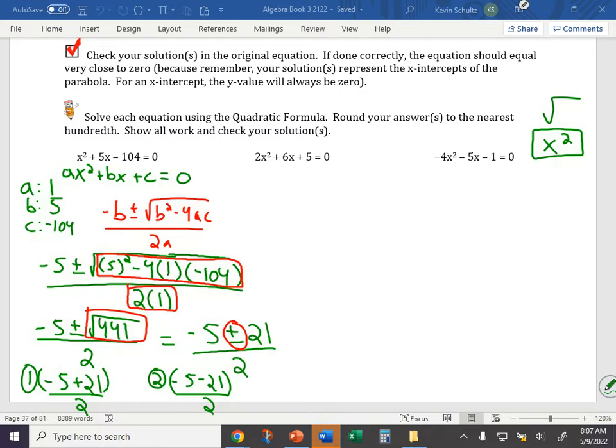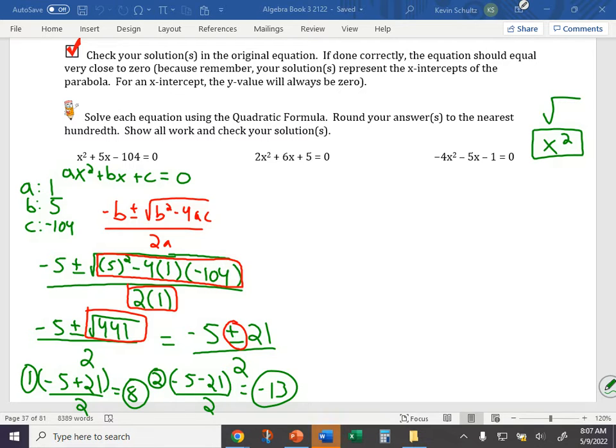So what do you get? -5 plus 21 divided by 2, Vince? 8. One answer is 8. -5 minus 21 divided by 2, Aiden? -13. Those are your 2 solutions. If you are unsure of or unable to get 8 and -13, please raise your hand and let's chat.